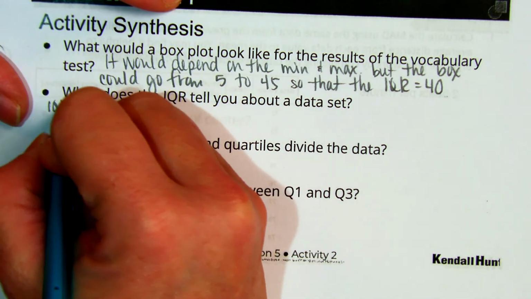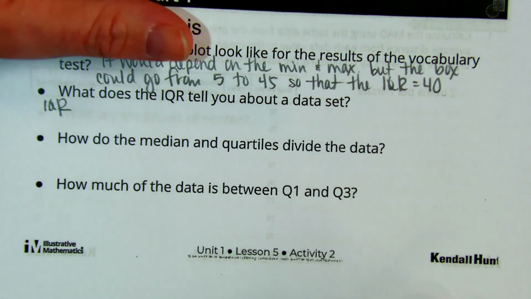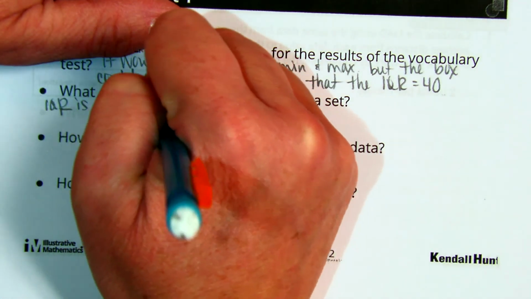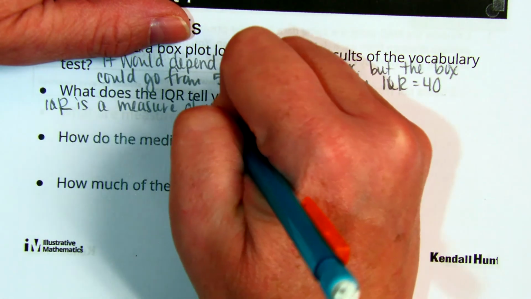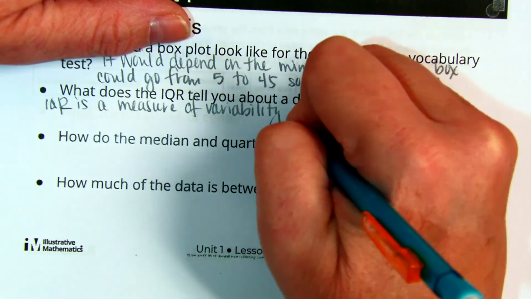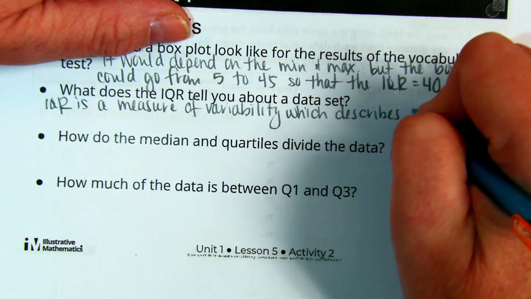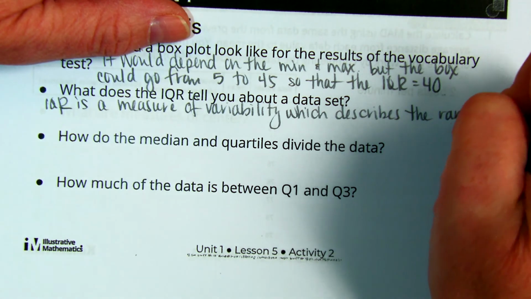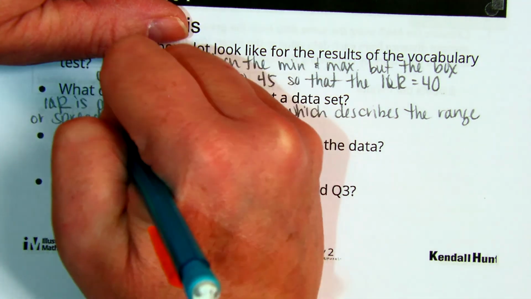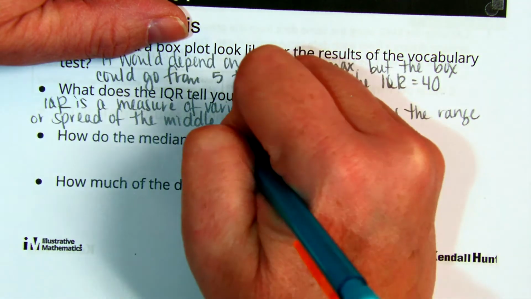So what does the IQR tell you about a data set? The IQR is a measure of variability which describes the range or spread of the middle half of the data.